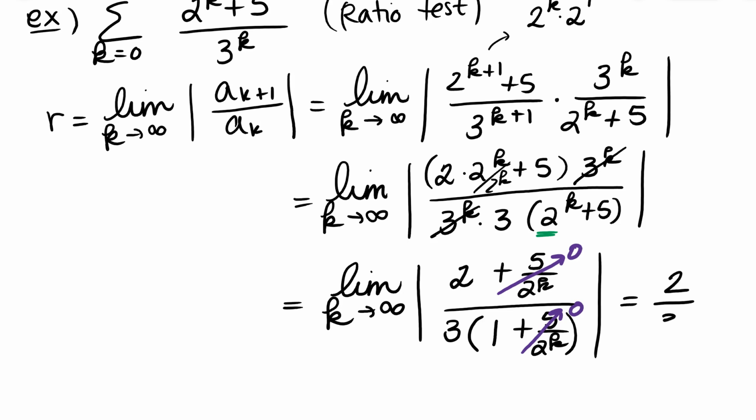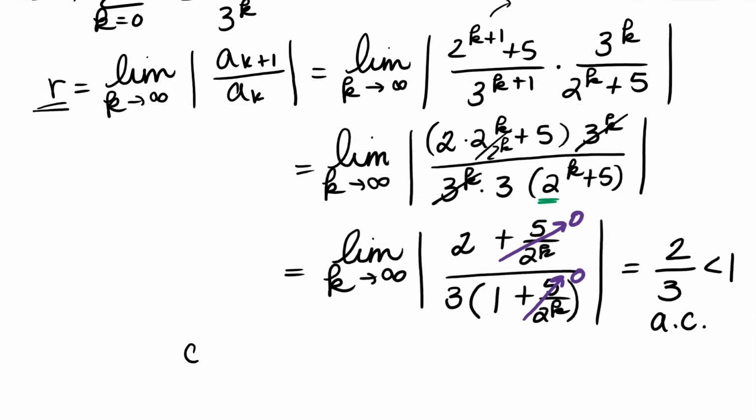Okay, so remember what the ratio test told us. If this number right here, r, that I found, is less than 1, then the series converges absolutely. So this guy is less than 1, so we have absolute convergence, which remember, absolute convergence is the same as saying it converges. So we're good to go. We're done. Converges.